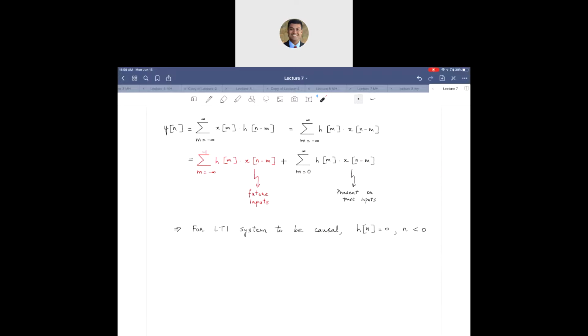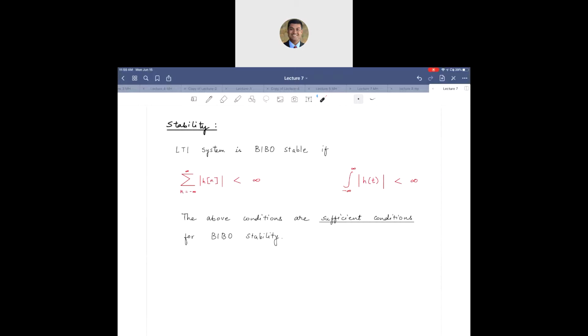All right, let's see stability. We defined bounded input, bounded output stable systems. We can apply the same conversation. Instead of looking at the output-input relationship, we can look at its impulse response. A different condition, but now based on impulse response. For an LTI system to be bounded input, bounded output, we need to satisfy these conditions. The left one is for the discrete time system, the right one is for the continuous time system.